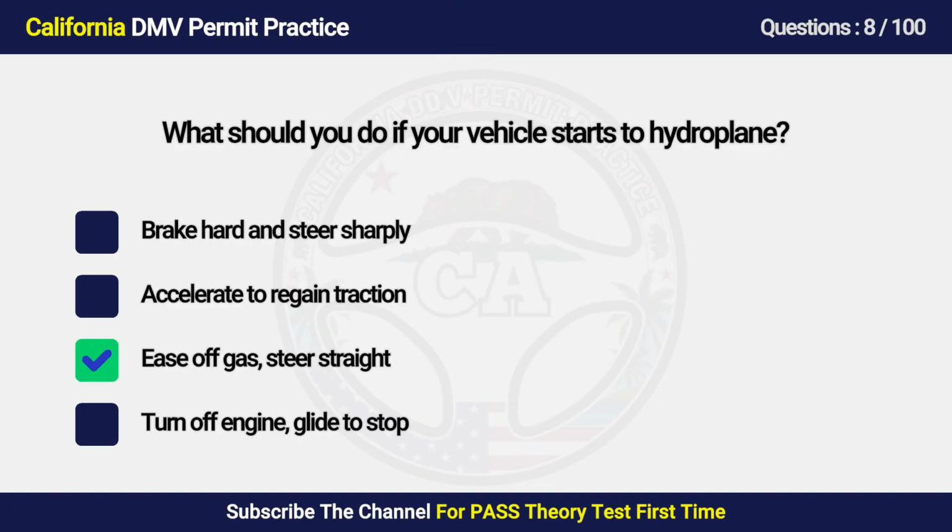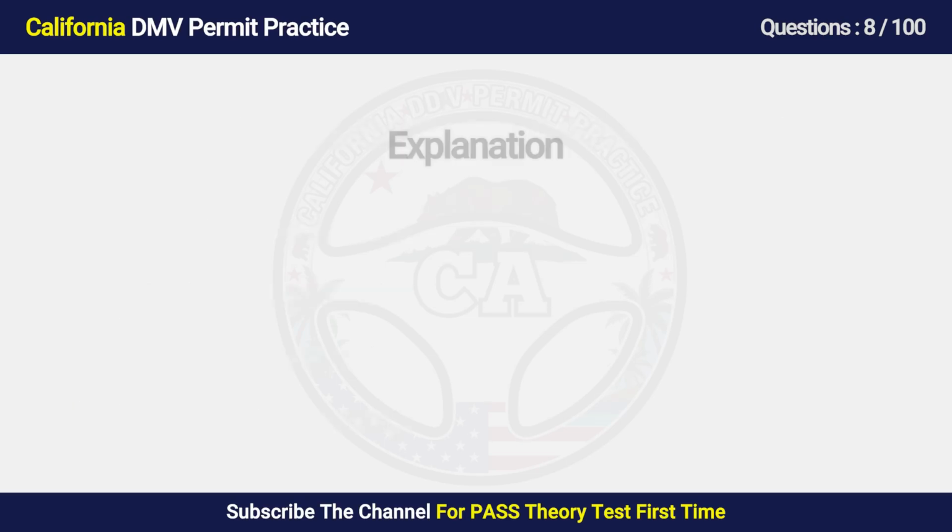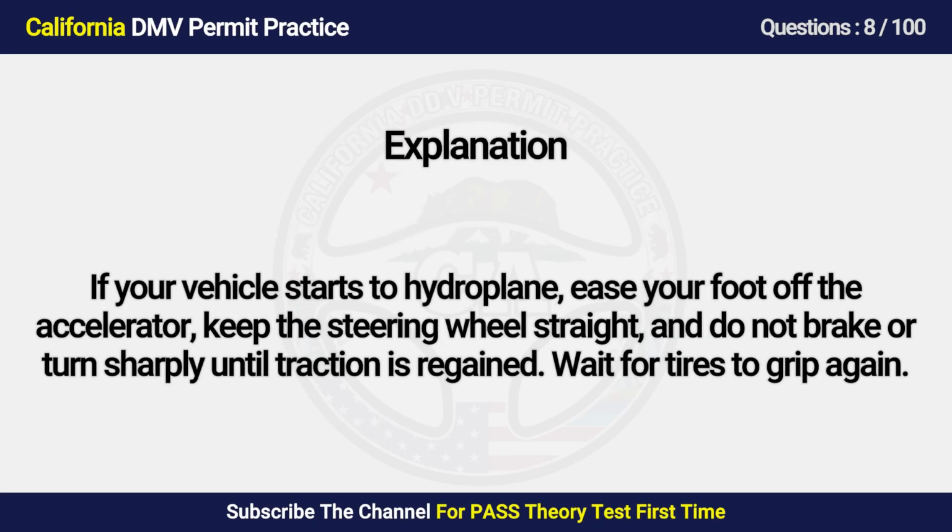Answer is C. Ease off gas, steer straight. If your vehicle starts to hydroplane, ease your foot off the accelerator, keep the steering wheel straight, and do not brake or turn sharply until traction is regained. Wait for tires to grip again.